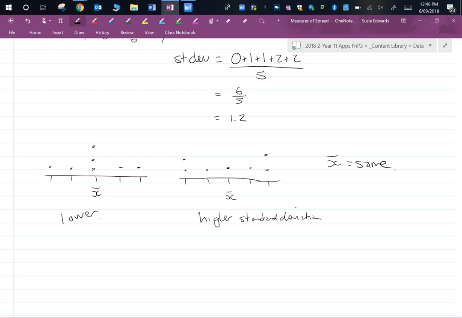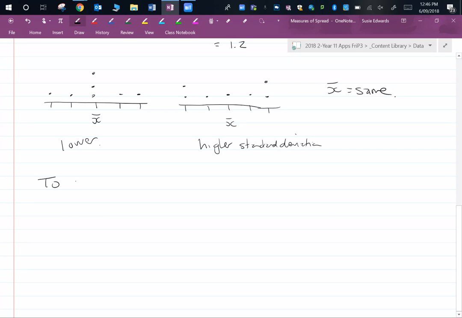So to find, now, it's called by hand, but you're still using a calculator, it's just showing you the process, all right? So to find the standard deviation.